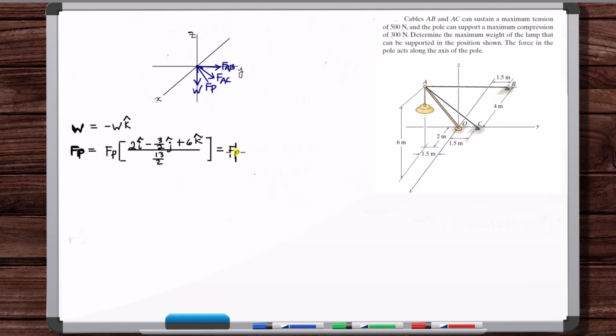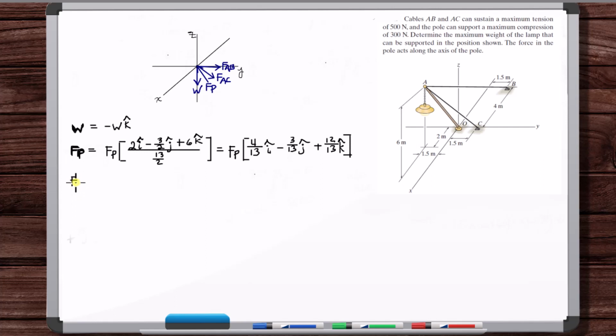So what you're left with is 4/13 I minus 3/13 J plus 12/13 K. So that's the force vector of the force in the pole.